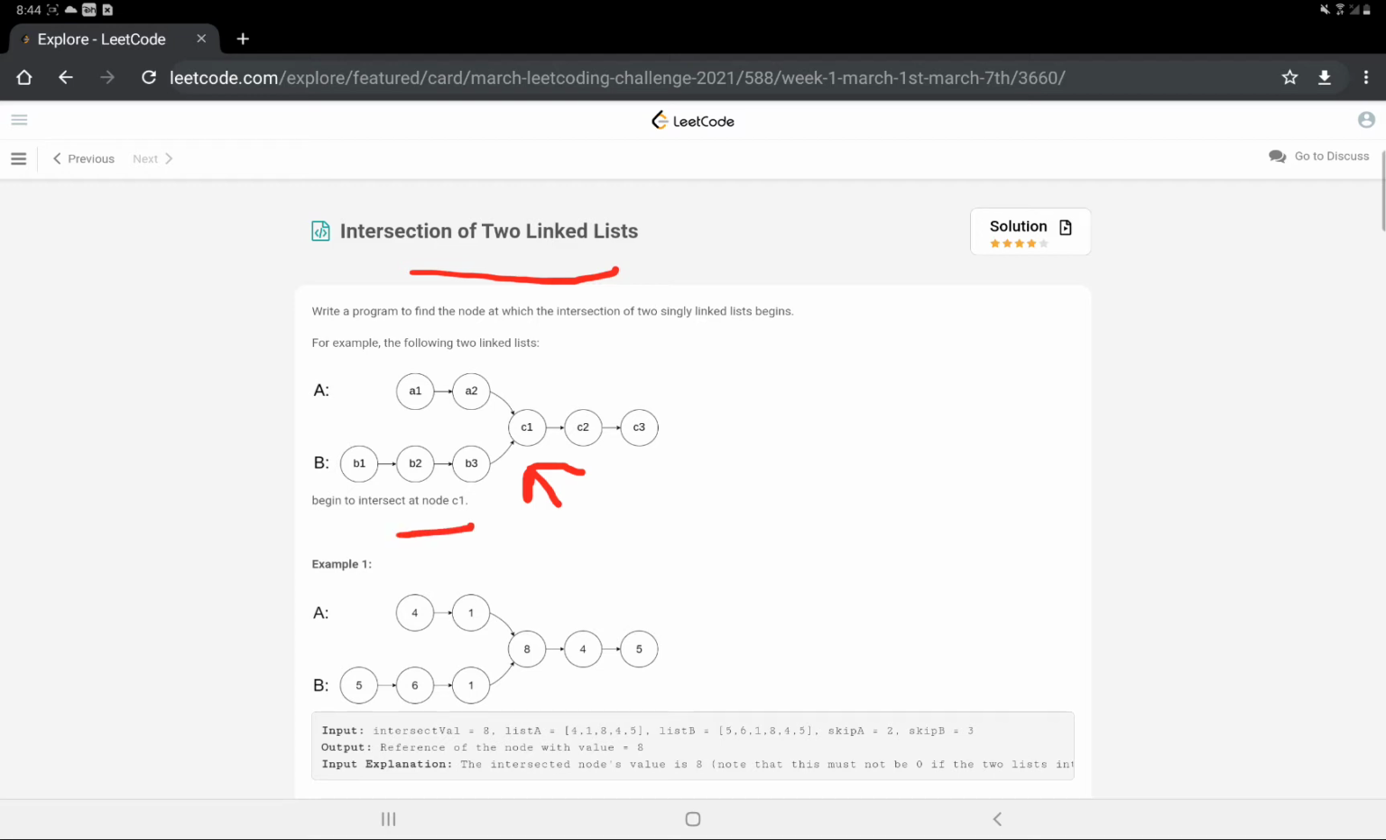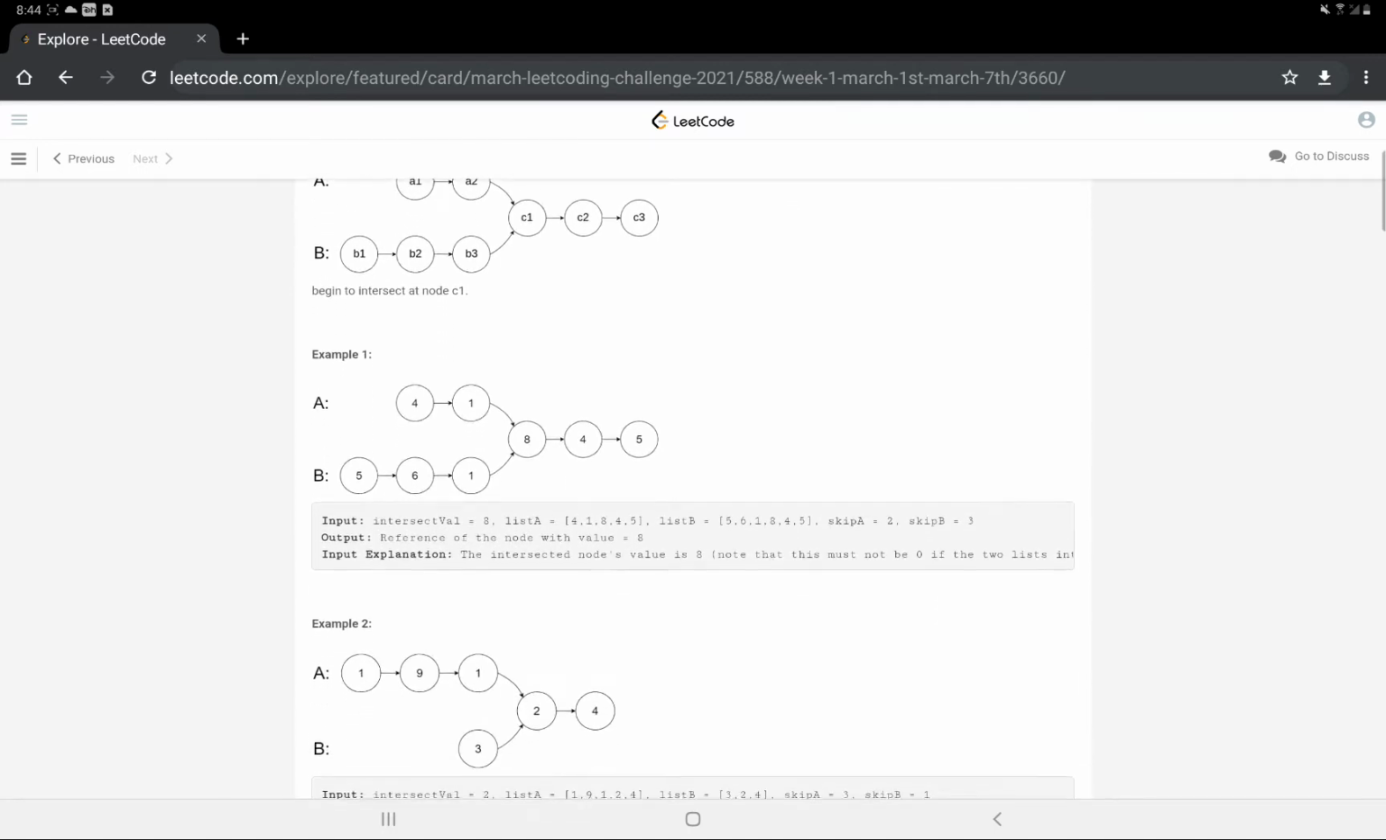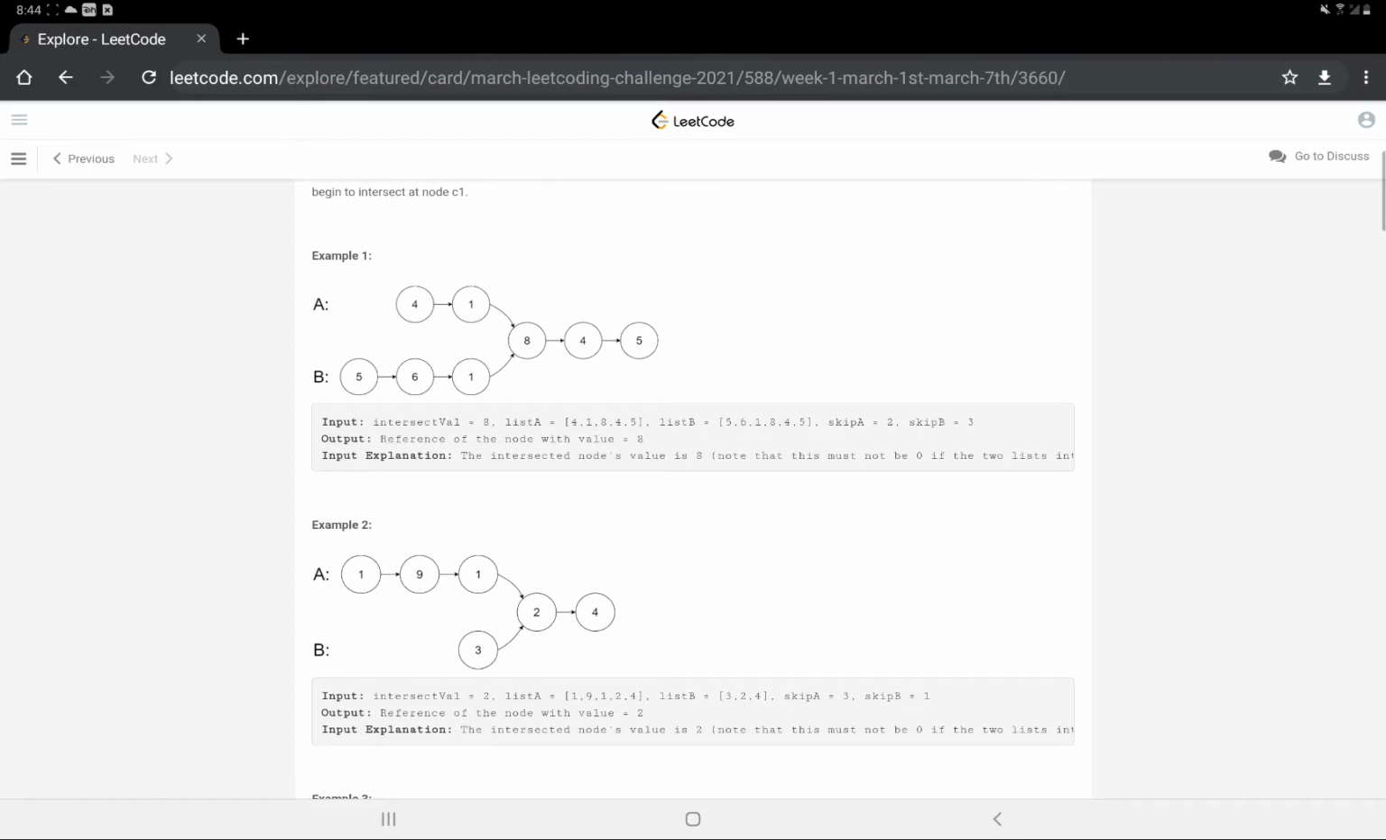Let's see, we have some examples over here. As you can see, 8 is the starting point, and the linked list is not sorted. If it were sorted, it would be easier for us, but it's not sorted. Also, in this example there are repetitions, so we cannot use hashing. If the values were distinct, we could use hashing or something like that. But as we can see in the examples, the list is not sorted, and it might contain duplicates.